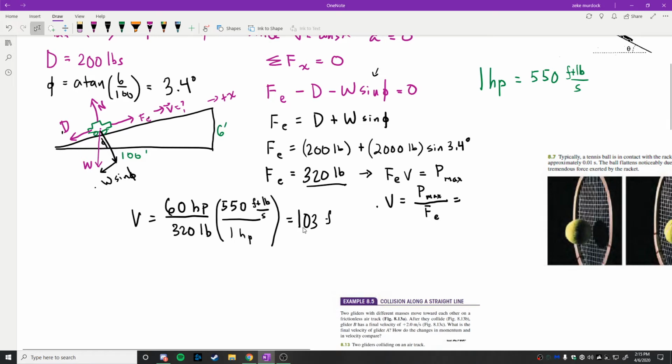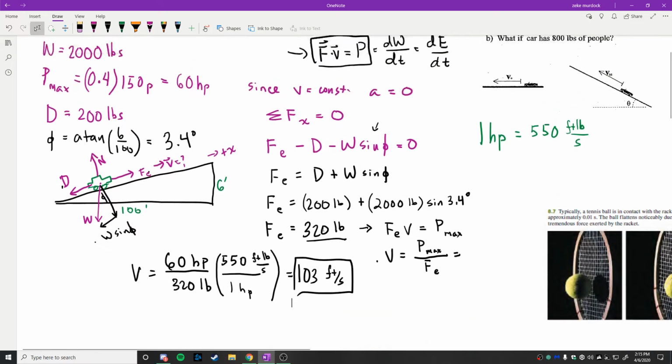...103 feet per second. That would be the maximum speed that it could move up the ramp, or move up such an incline or whatever. All right, do you guys have any questions about that?